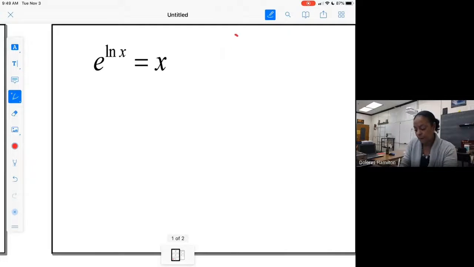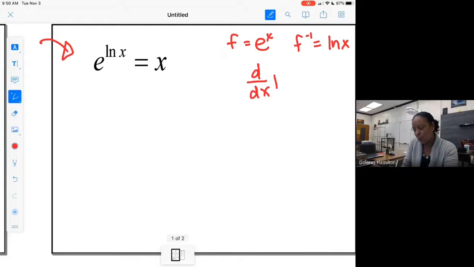So you might remember that if my f is e to the x, its inverse function is the natural log of x. So I know if f is e to the x, f inverse is ln of x. So that's why, folks, this statement is true. So we're going to use that true statement to prove or to discover what the derivative of ln of x is. Let's get to work.